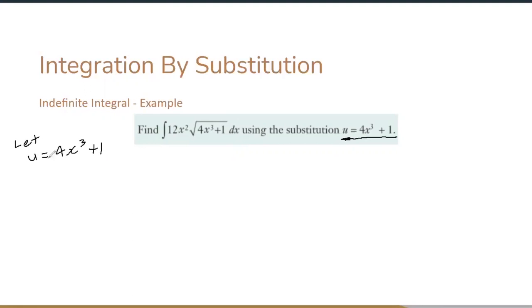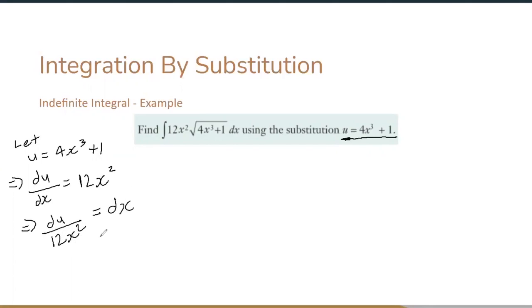If I differentiate both sides with respect to x, then what I'm going to get is the derivative of u with respect to x is equal to, and if I'm differentiating this, I'm going to bring the 3 down the front and minus 1 from the power, so that's going to become 12x squared, and the plus 1 just disappears. Now I'm going to rearrange this for my dx so I can get rid of it from my question. So this becomes du divided by 12x squared equals dx. What I've done here is I've timesed up my dx and divided by my 12x squared. So now I've got an expression for dx.